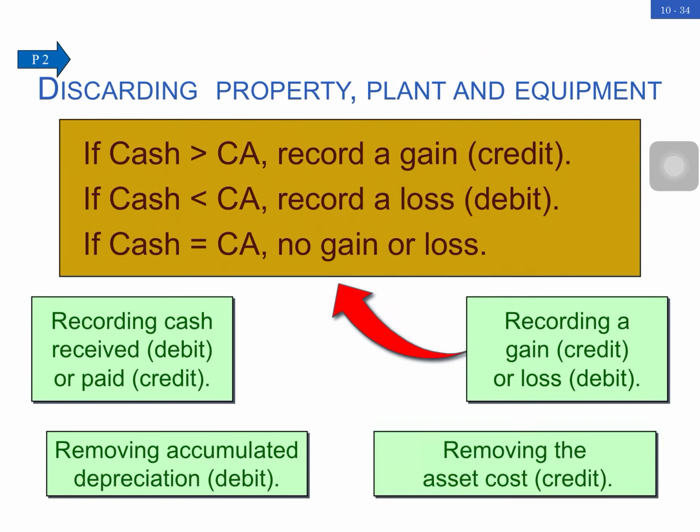Okay, and then regarding the gain or loss, for example, you dispose the PPE, the asset, right? And then you can get money because you sell the machine. If the cash is bigger than the carrying amount of the machine, then you will get a gain. If the cash is smaller than the carrying amount, you will get a loss. But if the cash that you receive equals the carrying amount, then no gain, no loss.